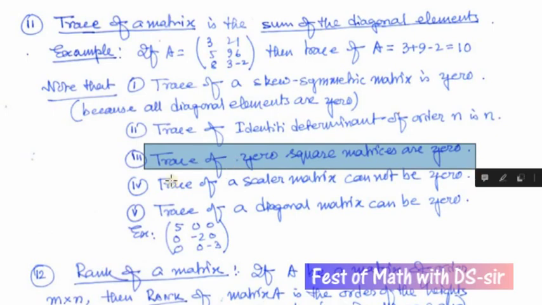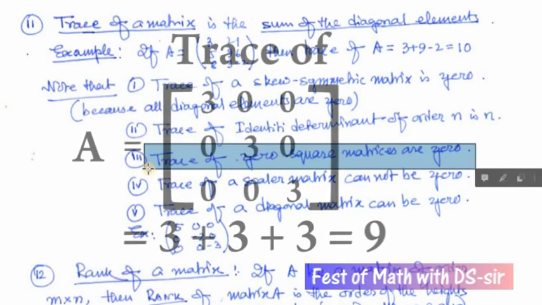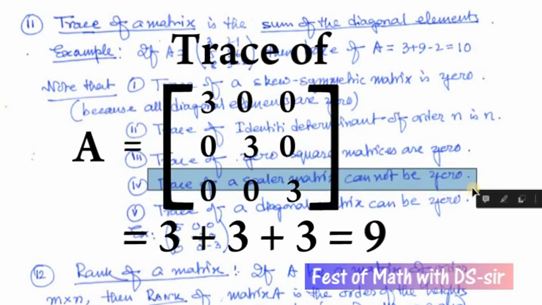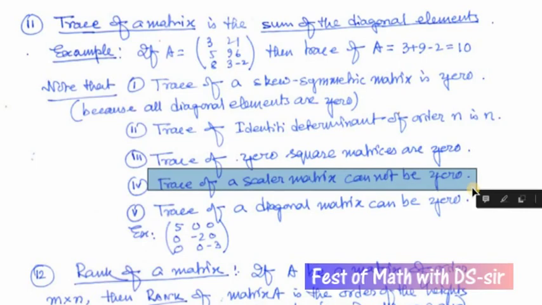So trace is 0. Now very important, the trace of a scalar matrix cannot be 0 because a scalar matrix means all diagonal elements are equal and non-zero. So all may be positive or all are negative. The sum of 3 or 4 or 5 negative numbers cannot be 0 and the sum of a few positive numbers also cannot be 0. So the trace of a scalar matrix cannot be 0. Trace of a diagonal matrix can be 0.